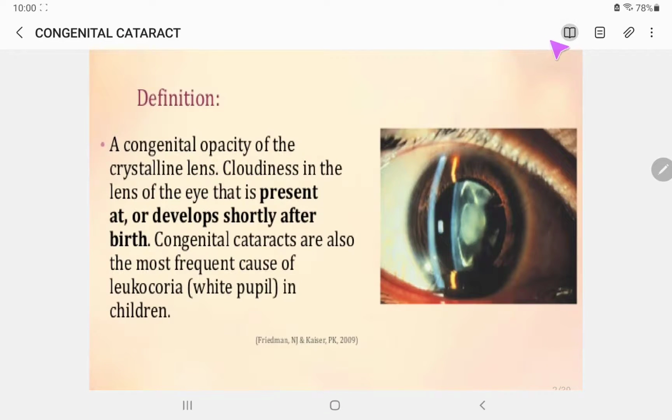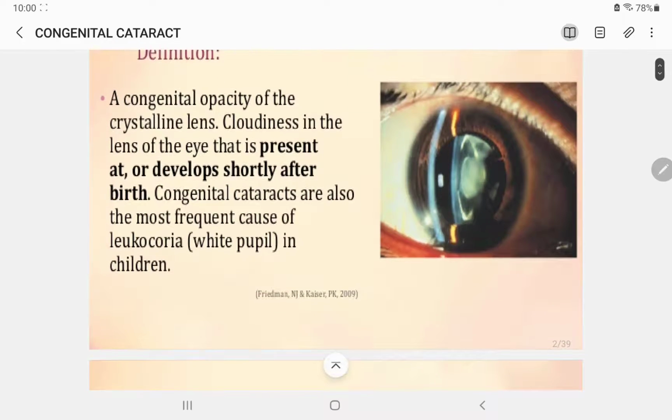So for the definition of cataract, it is any kind of congenital opacity of the crystalline lens, and I will have to add lens and its capsule. Congenital cataract means any kind of congenital opacity. Suppose this is the crystalline lens; cataract means not only opacification in the lens but also in its capsule, that is the anterior or posterior capsule. That is a very important point.